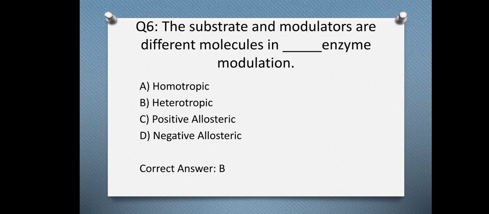Look, the name itself indicates that heterotropic means there are different molecules. Substrate is a different molecule and modulator is a different molecule. So in heterotropic enzyme modulation, these two compounds are different.